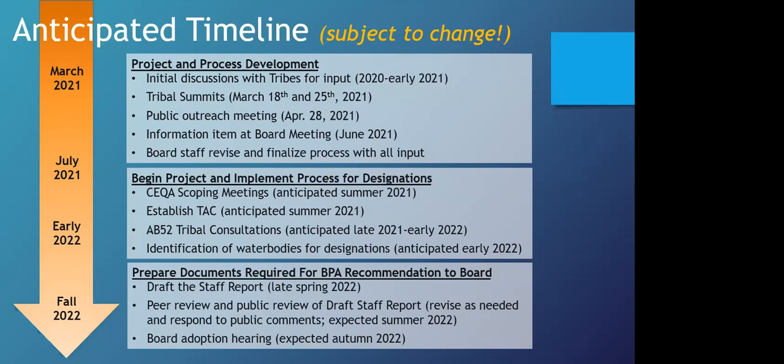And then, identification of water bodies for designations. We anticipate that happening in early 2022. So something like February, March, getting that list together. And then in this third box here, preparing the documents required for a basin plan amendment recommendation to our board. We'll be drafting the staff report that Meredith mentioned. In late spring of next year, doing peer review, spring, summer, public comments, and then anticipate a board adoption hearing sometime in autumn of 2022.